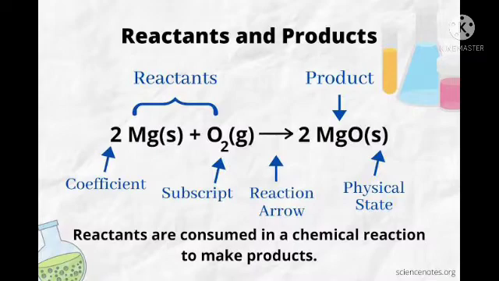Here magnesium and oxygen are the reactants and magnesium oxide is the product. The substances that undergo chemical change are called reactants and the new substances that are formed during the reaction are called products. A chemical equation can be made more concise by using chemical formulae instead of words. Example, Mg plus O2 gives us MgO.